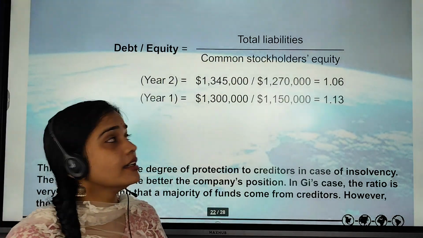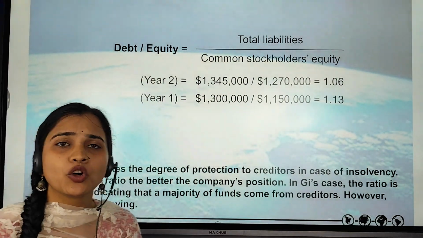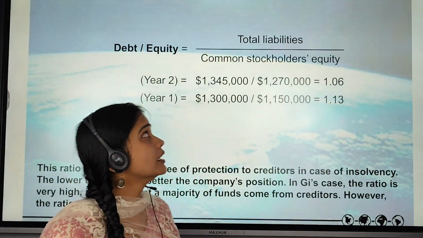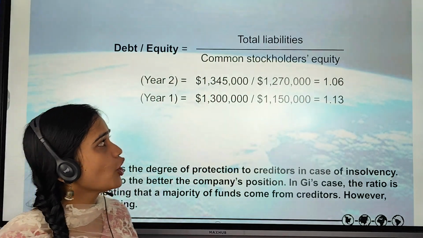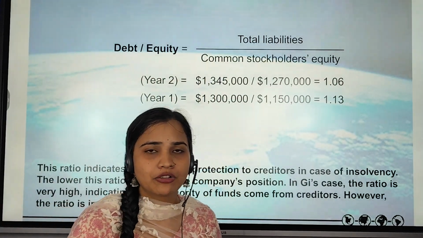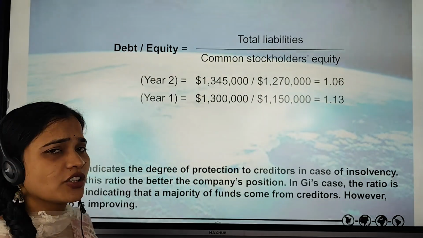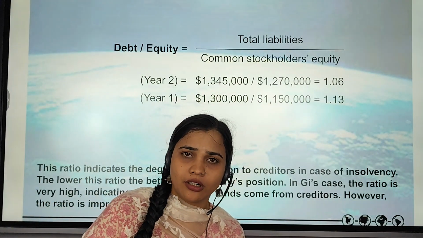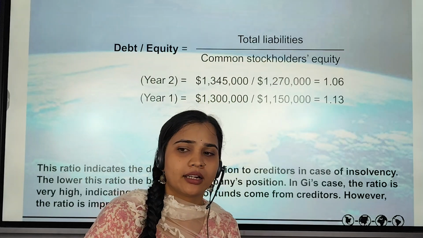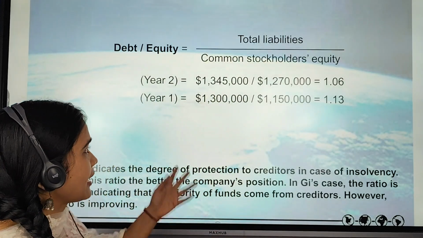Next method is the debt equity ratio. The formula for calculating the debt equity ratio is total liability upon common stockholder equity. In the question we have seen the data. There is a comparison on the basis of 2 years: one year's data is given, and another for the comparison, that is the 2nd year's data.